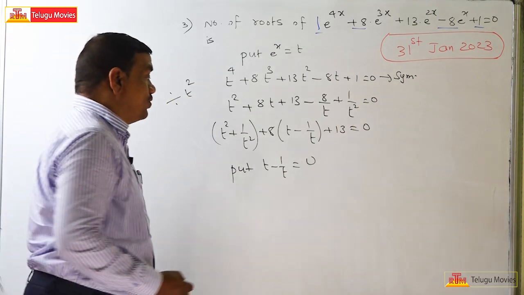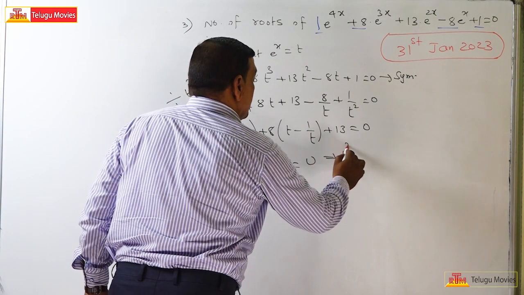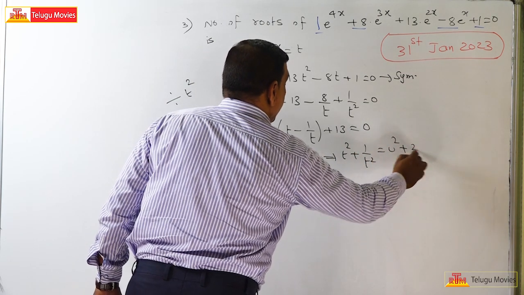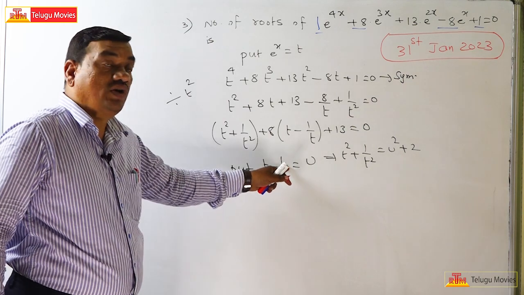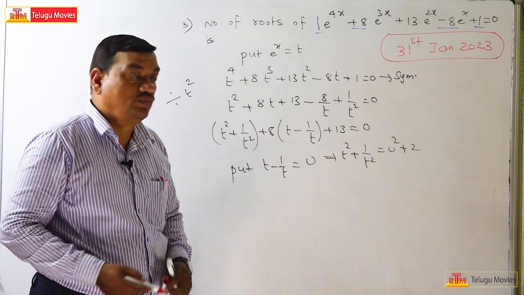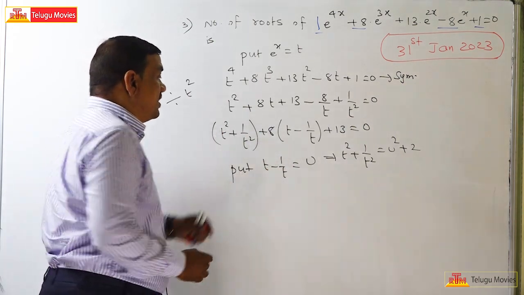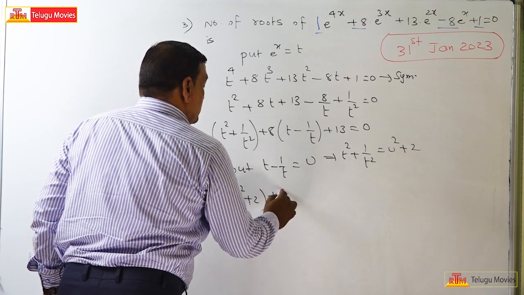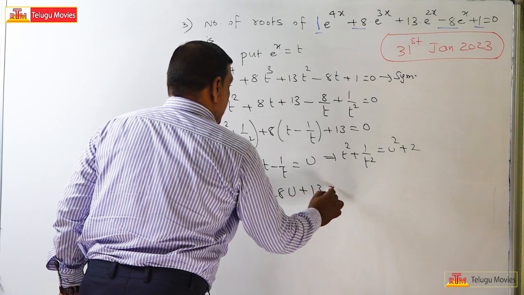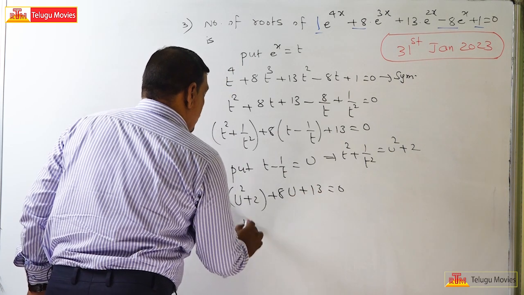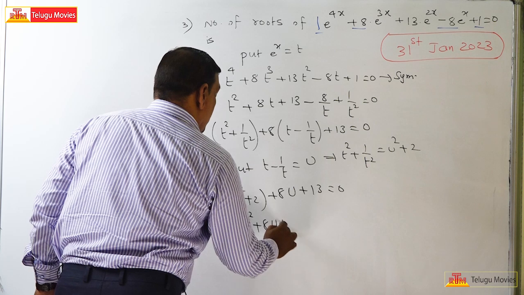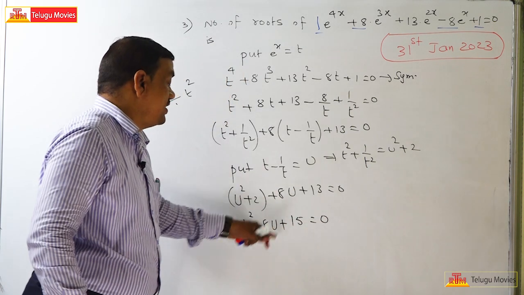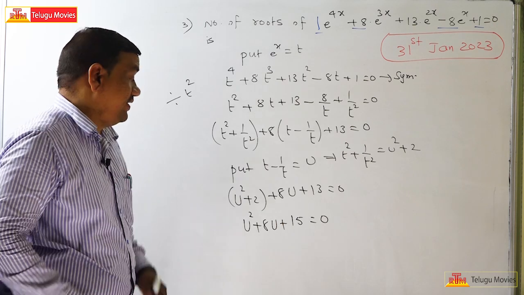Squaring on both sides, you will get t square plus 1 by t square minus 2 is equal to u square. So here minus 2 will come, and if it goes to that side, plus 2. Now the equation will become u square plus 2 plus 8 into u plus 13 is equal to 0. So this is u square plus 8u plus 15 is equal to 0, since 2 plus 13 is 15.